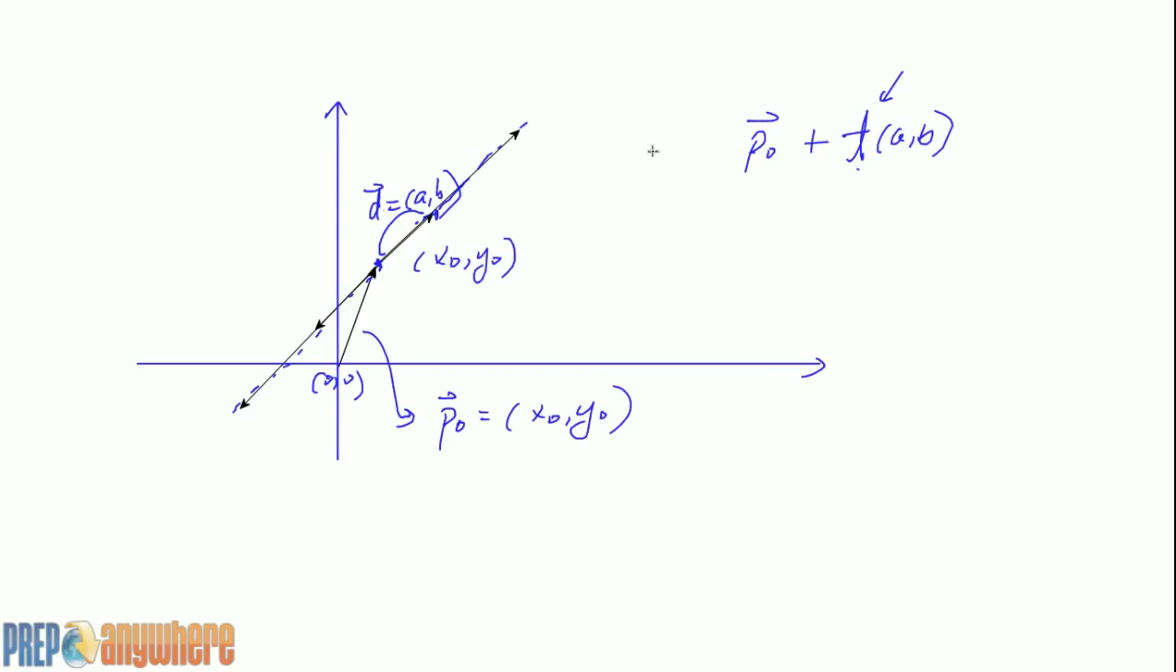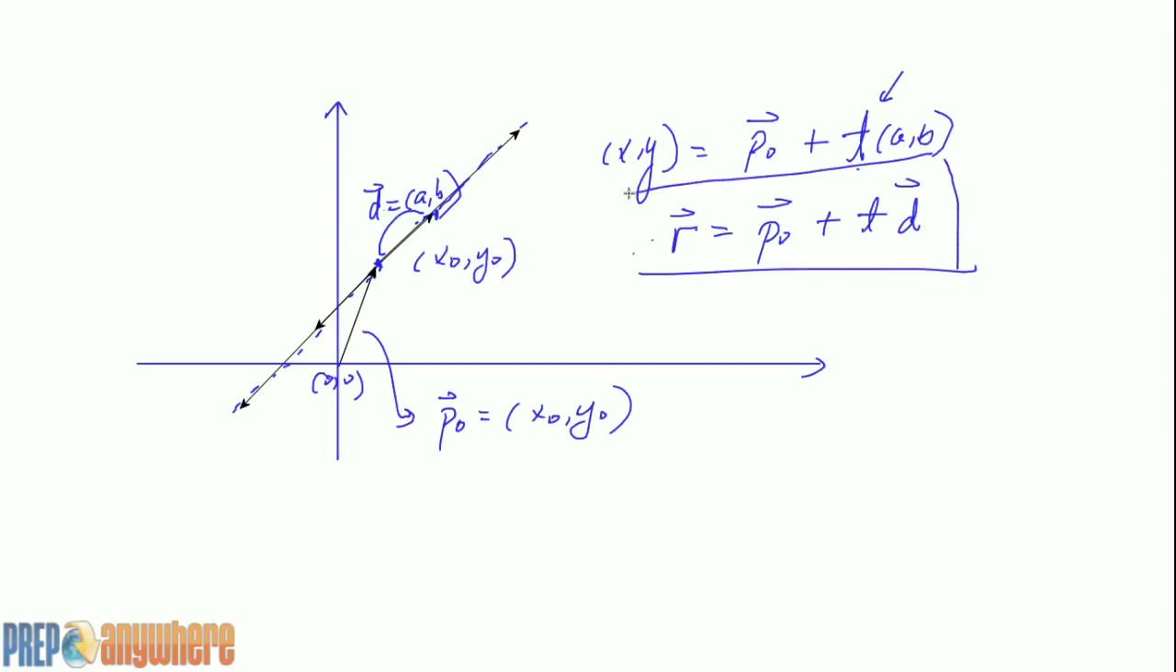So this is called the vector form of a line. It's in this form. We usually say the resultant vector is the position vector plus t times the direction vector. This is vector form.